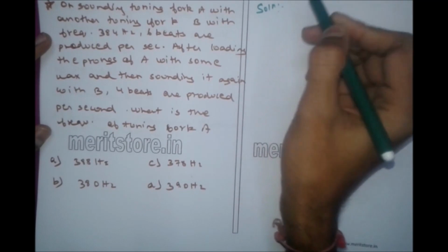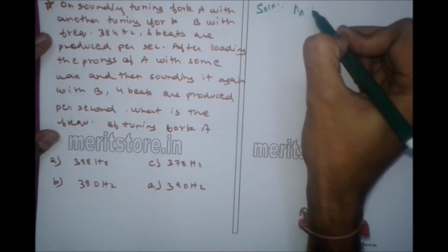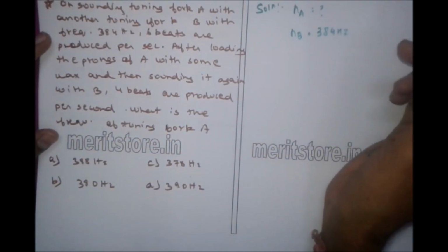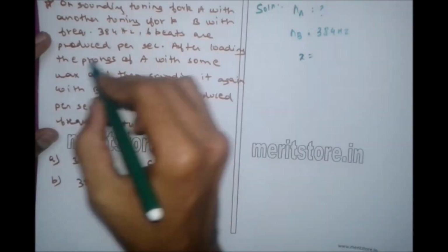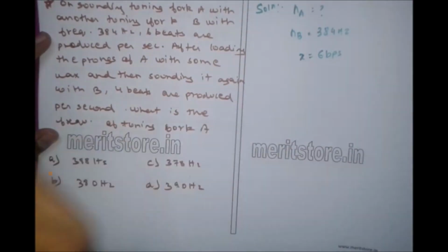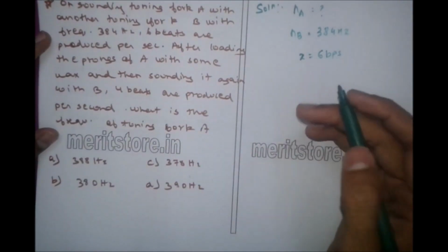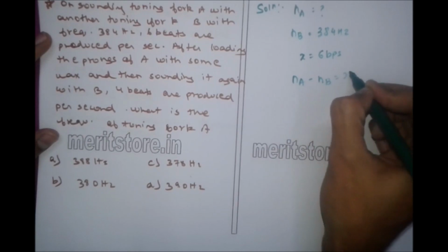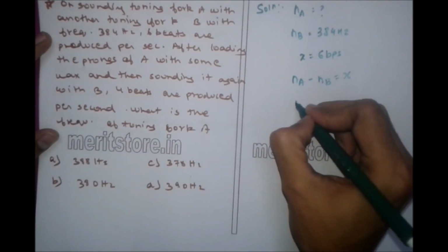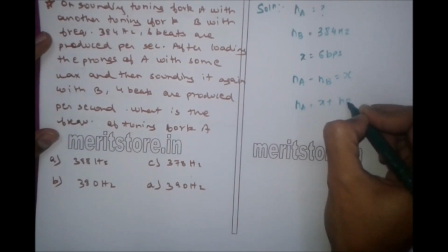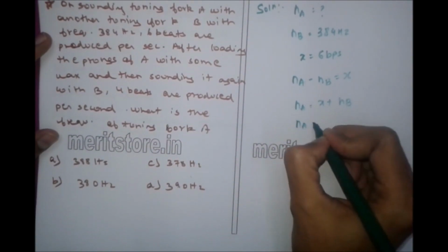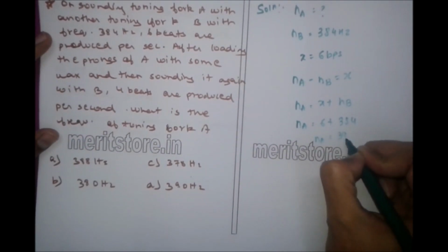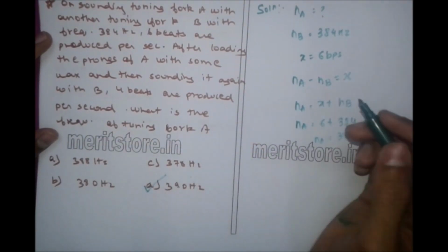So basically here we have the frequency of the A tuning fork and the frequency of the B tuning fork, which is given to be 384 Hz. The beats produced X are 6 beats per second. Hence after the wax loading the frequency is decreasing, so we have the frequency of A minus the frequency of B equals the beats produced X. So we can write this equation as NA equals X plus NB. NA is 6 plus NB, 384. So the answer of NA comes out to be 390 Hz. So the correct option is D, 390 Hz.